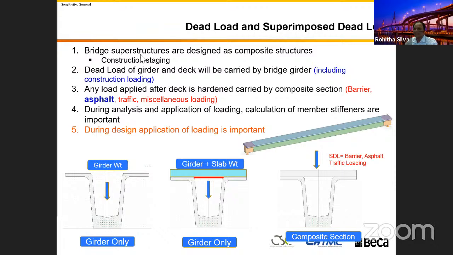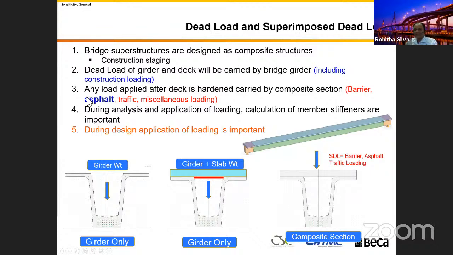Why are we so concerned about superimposed dead load in bridges? First, bridge structures are designed as composite structures, so the construction staging is important, as we saw just now. The dead load of the girders and the deck is carried by the bridge girder only, as we explained. Any load applied after the deck is hardened is carried by the composite section: barriers, asphalt, traffic, miscellaneous loading, etc.